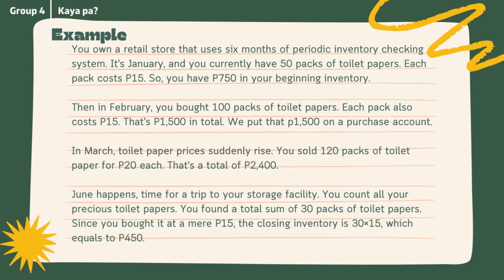Then in February, you bought 100 packs of toilet papers. Each pack also costs 15 pesos. That's 1,500 pesos in total. We put that 1,500 pesos on a purchase account.